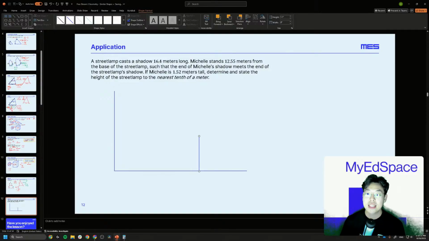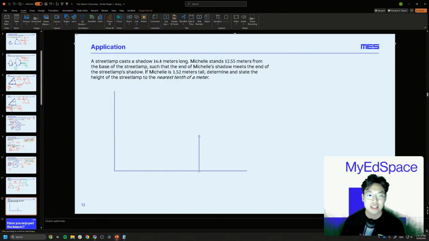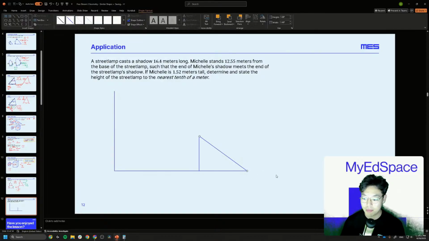Now, the end of Michelle's shadow meets the end of the street lamp's shadow. So what this means is that Michelle's shadow here is going to meet the base of the street lamp's shadow as well. So what we can do, we can extend this line all the way. And let's make Michelle a little bit shorter here. Boom, there it is.